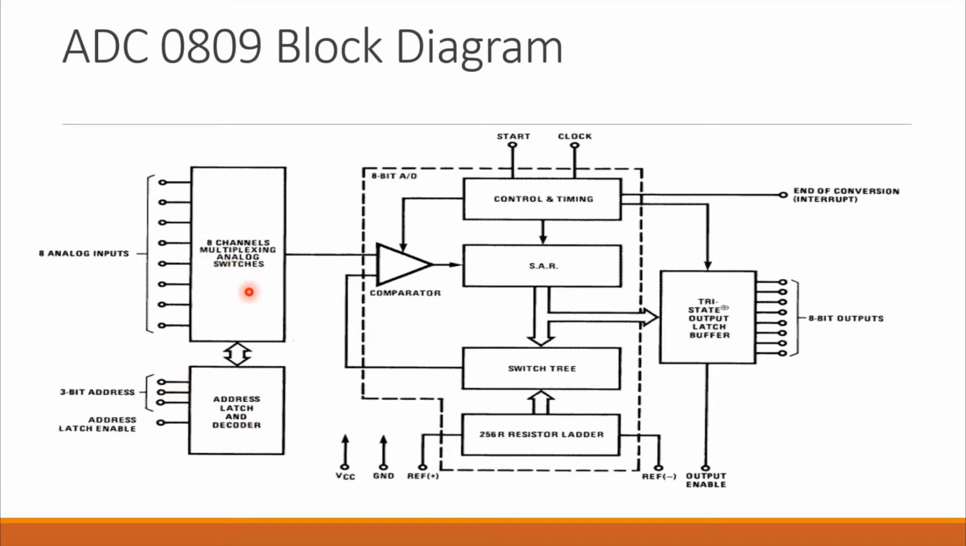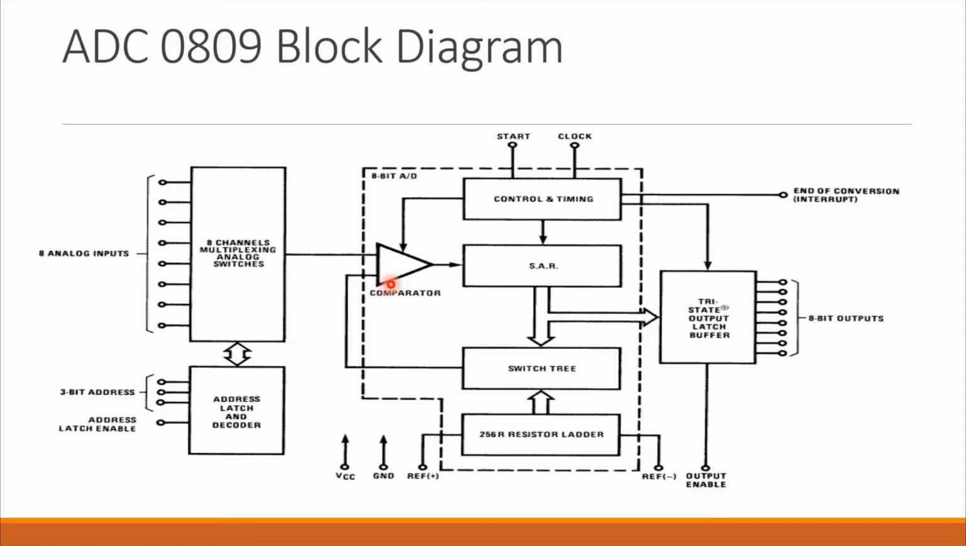Then you have channel multiplexing analog switches. Here you can have 8 analog inputs at a time, but with the help of this multiplexing you can select one channel at a time. So that one channel is selected, and it is then given to an ADC. This is the block of ADC.